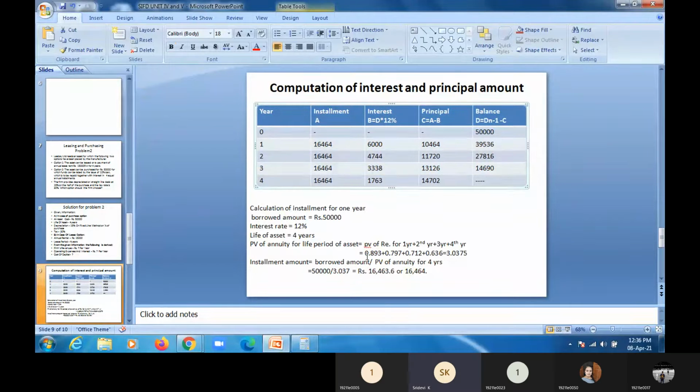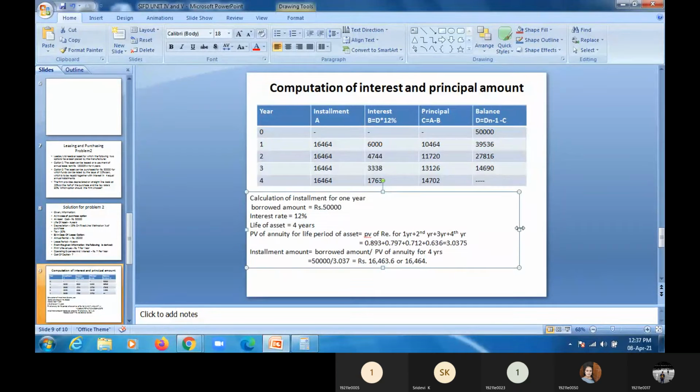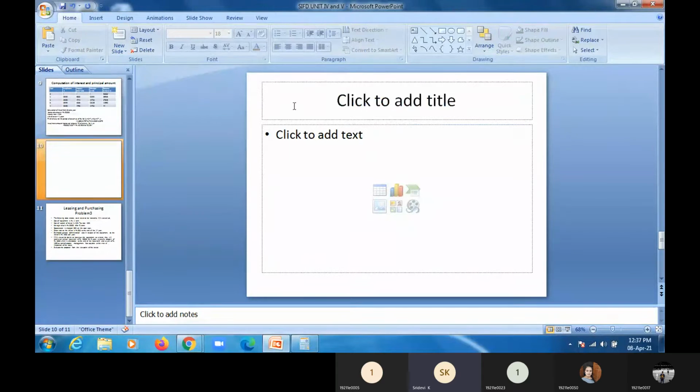Any doubt in understanding up to here? So that we will go for the next calculations of NPV. Okay, your silence means I feel that you understood everything.